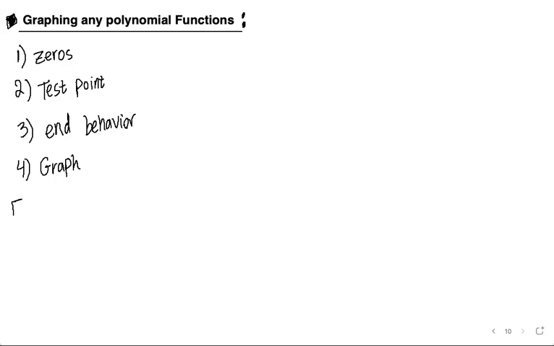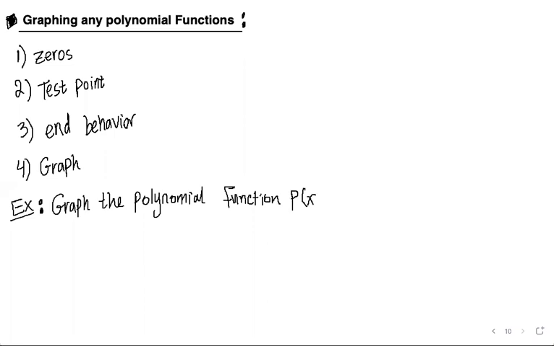I'm going to give you an example. The question is: graph the polynomial function b of x equals x plus 2 times x minus 1 times x minus 3. Okay, so this is a polynomial function.